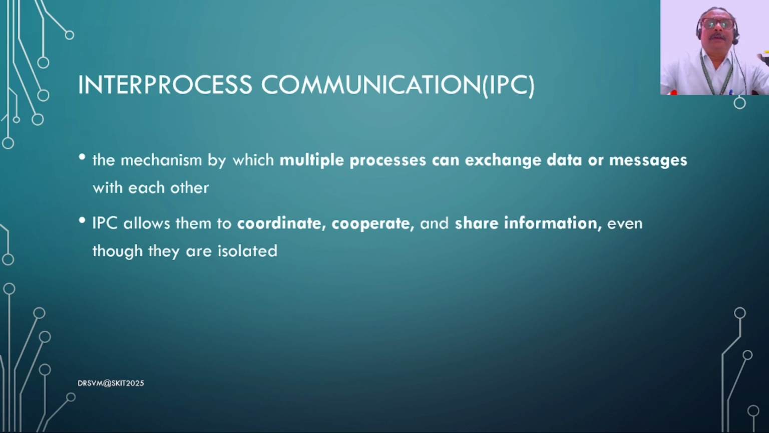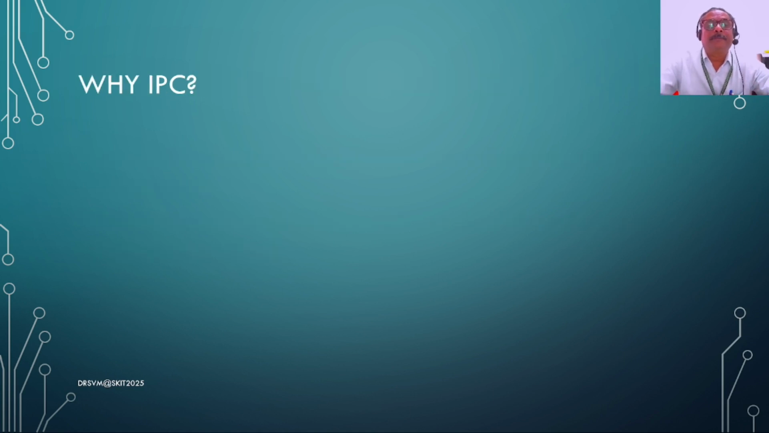So IPC is a component that allows processes to coordinate, cooperate, and share information even though they are isolated. Yes, of course the two processes are isolated, but only through IPC is it possible to share information in a cooperative way, and IPC will coordinate how to communicate. So it provides a mechanism to exchange data or information among the processes. That is possible only through IPC.